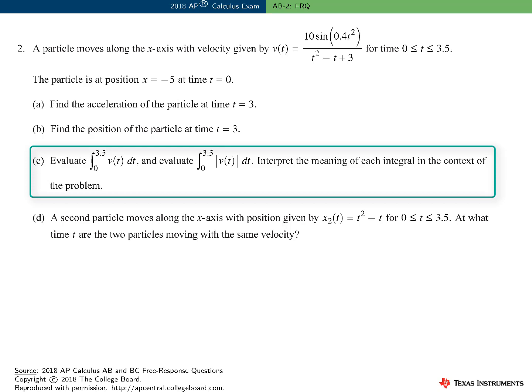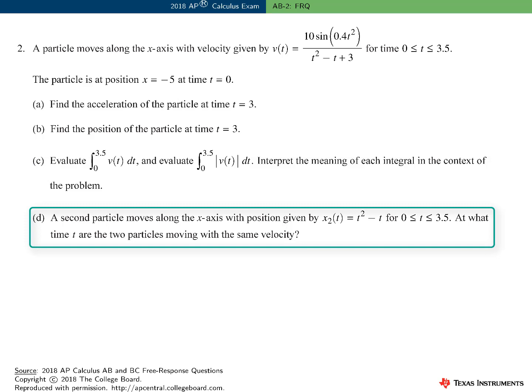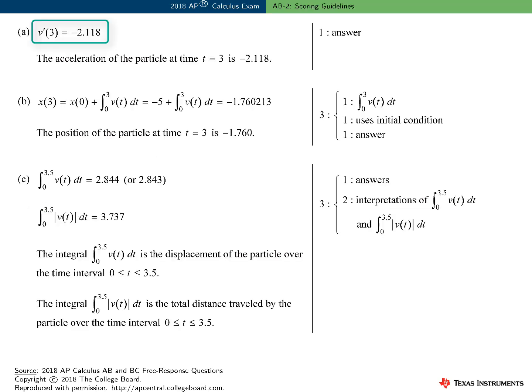In part C, we need to evaluate two slightly different definite integrals and interpret each in the context of the problem. And in part D, a second particle is added to the problem, with position function given by x sub 2 of t. And we need to find the time at which the two particles have the same velocity.